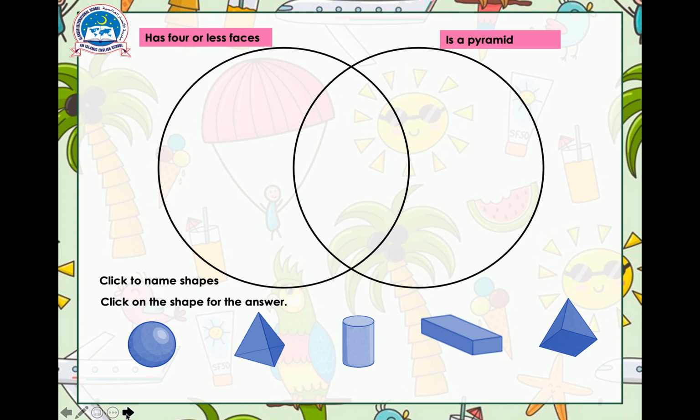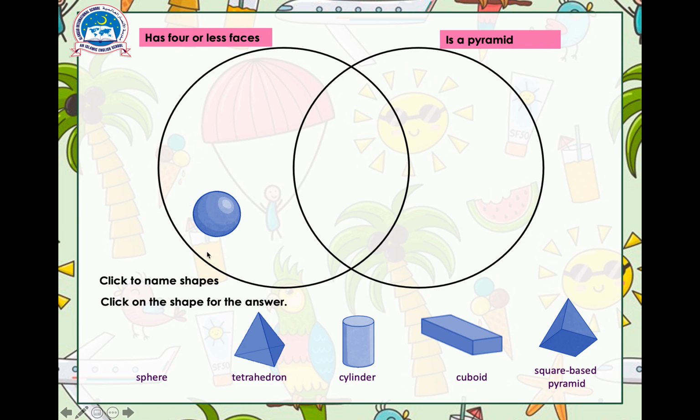Now let's look at these shapes over here. We have a sphere, a tetrahedron, which is like a pyramid, a cylinder, a cuboid, and a square base pyramid. So in this one over here, we're going to look at has four or less faces or is a pyramid. Does this sphere have four or less faces? Yes, it does. It has one curved face, and so it goes into this part of our circle.